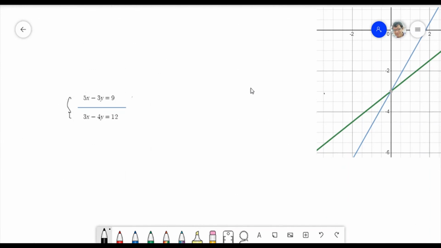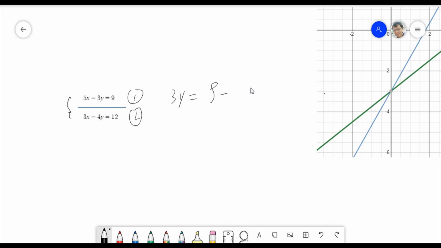So the last one. I think we can use the same way, but let me just use the elimination. Wait. Yeah, let's just use substitution. Okay, so let's substitute y. For equation 1, 3y equals 9.